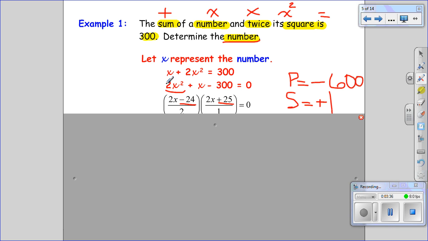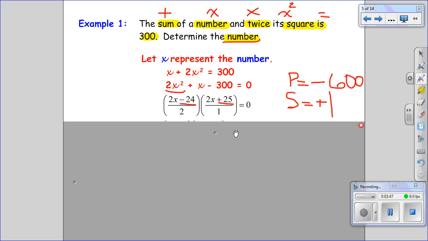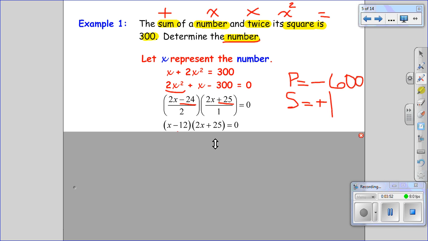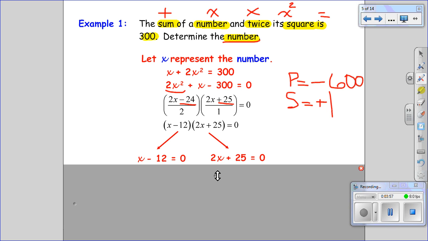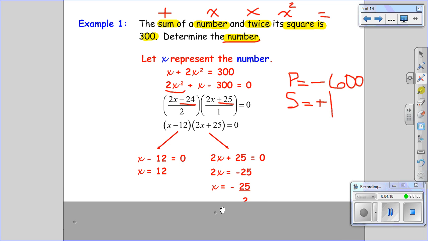And when I use this method, I just drop the 2 in front of each bracket. I put AX to start. The problem was we ended up with a multiple of 2 too many, so we divided by 2, or a multiple of A, I guess is the correct way of phrasing it. And I end up with x minus 12 and 2x plus 25 as my two factors. And I can separate them, set them both equal to 0, because either x minus 12 or 2x plus 25 has to equal 0 in order for the quadratic equation to equal 0. And when I solve, I end up with x equals 12, or x equals negative 25 over 2.